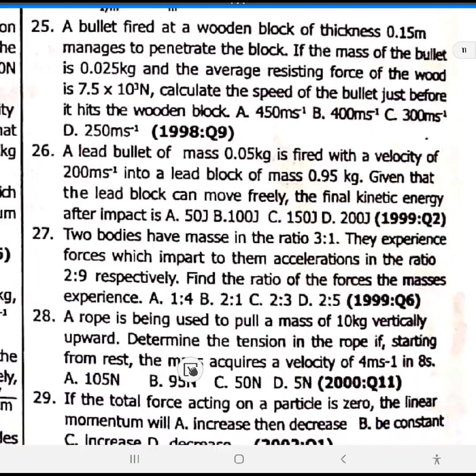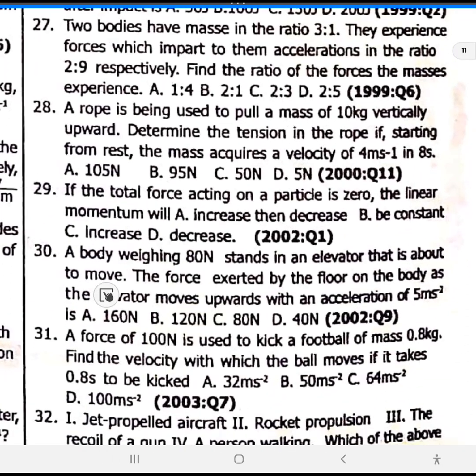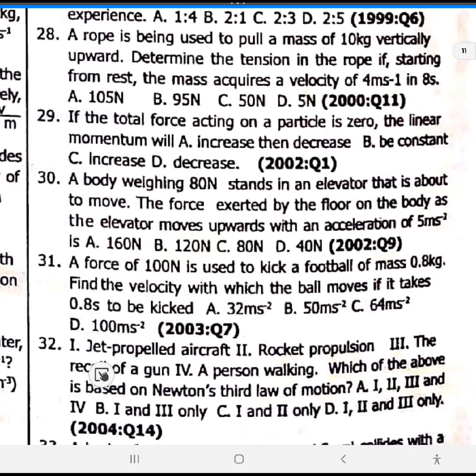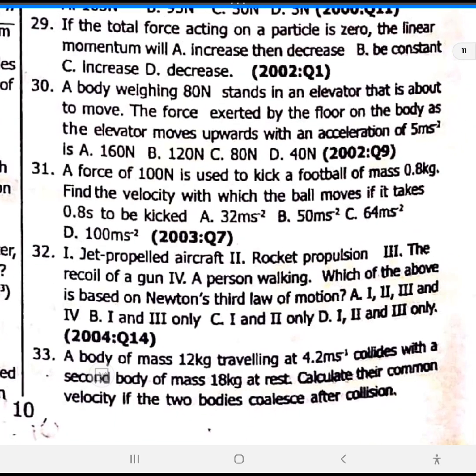25, skip. 26, skip. 27, skip. 28, skip. 29. If the total force acting on a particle is 0, the linear momentum would do what? Force is not acting on it. What would happen to its linear momentum? It would be constant. Option B. 29 is option B. 30, skip. 31, skip. The questions actually stop at question 40.